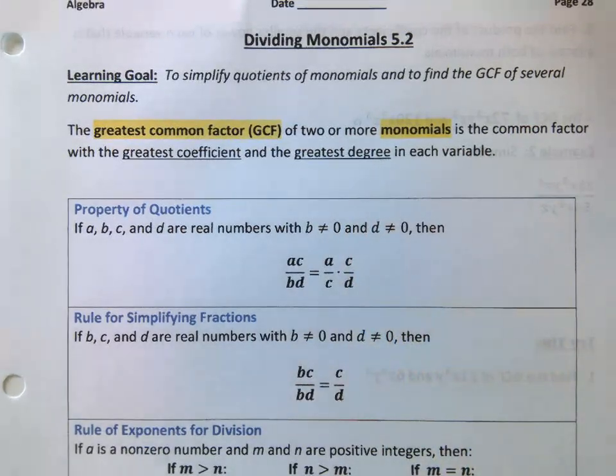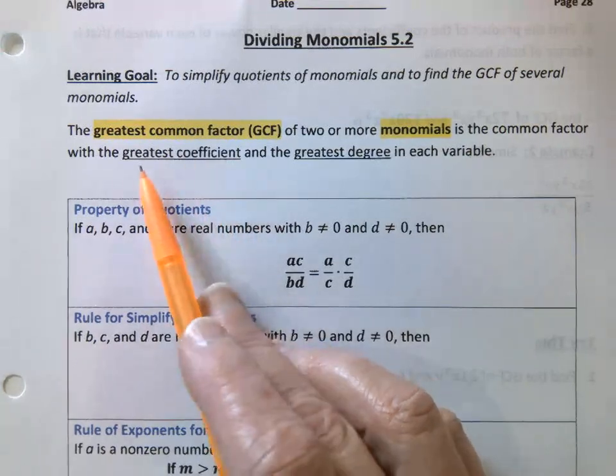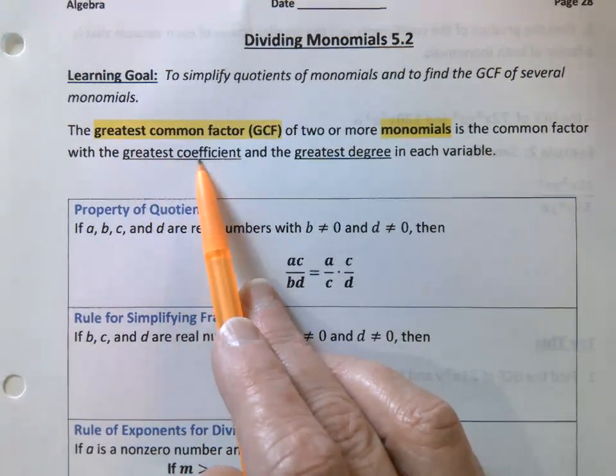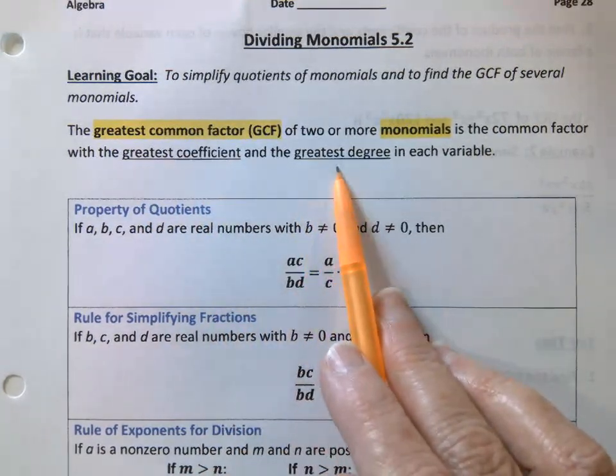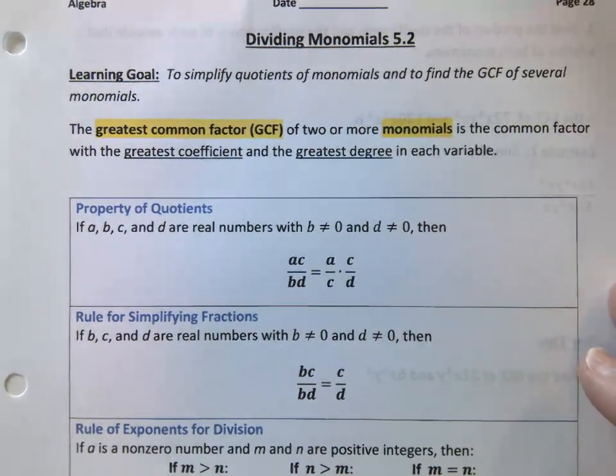Okay, so here's what we're looking for. We talked about greatest common factor for integers. So the coefficient is usually an integer. So we're looking for the greatest common factor of the coefficients and then the greatest degree in each variable. Okay, so let's look at a couple of properties and rules here first.